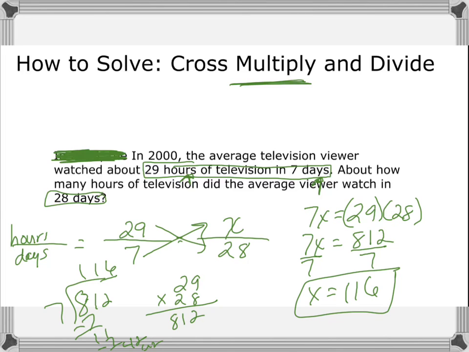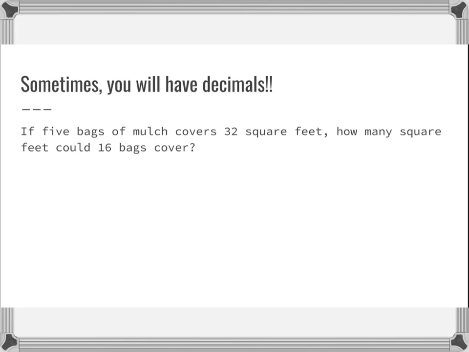Now we could have used that method that we had done before, 7 times 4 is 28, and then we would have done 29 times 4, and we would have also ended up with 116. Let's look at another problem.